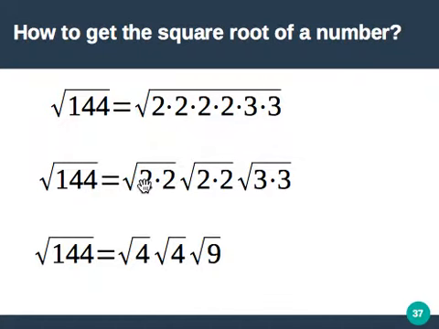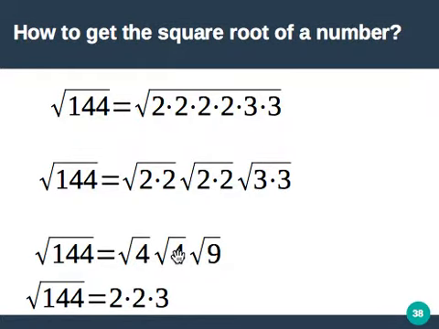And here we get 2 times 2 to be 4, 2 times 2 is 4, and 3 times 3 is 9. This is going to be pretty easy to get the square root of, right? Because I know perfectly well that the square root of 4 is 2, the square root of 4 is also 2, and the square root of 9 is 3.